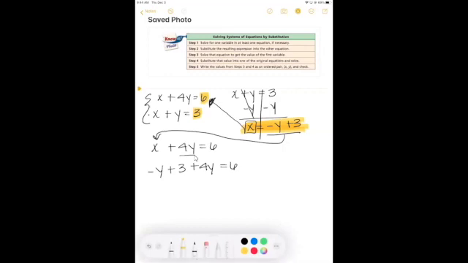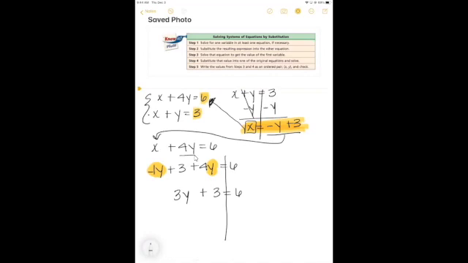So as you can tell, I only have the variable y that I need to solve for. So I know that I need to combine like terms. So that's a negative y, which is really a negative 1y. All right. Negative 1y plus 4y is 3y. And I'm going to bring down my plus 3 equals 6. Now I'm just going to solve for y. So I'm going to subtract 3 on both sides.